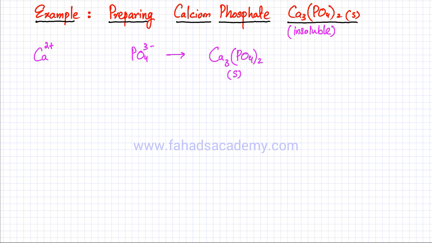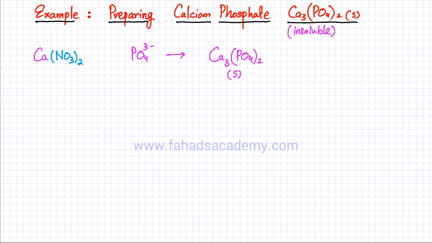So what I'm going to do is take a soluble substance. Calcium nitrate is soluble. All nitrates are soluble. Nitrate is 1 minus, so the formula is going to be calcium nitrate, Ca(NO3)2, and I'll remove the charges. So my charges are now gone. So that's one of the soluble substances.